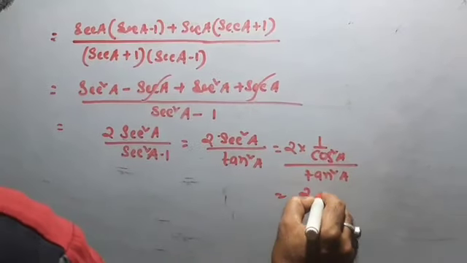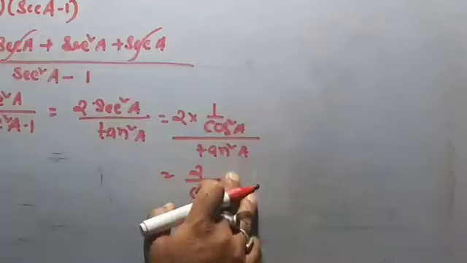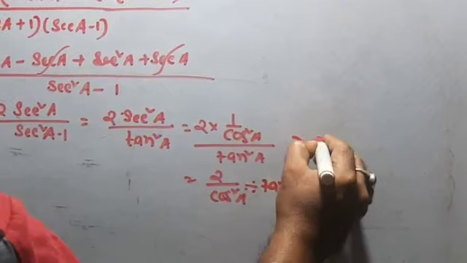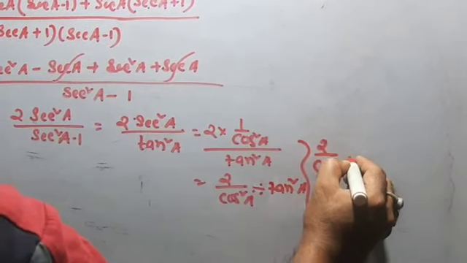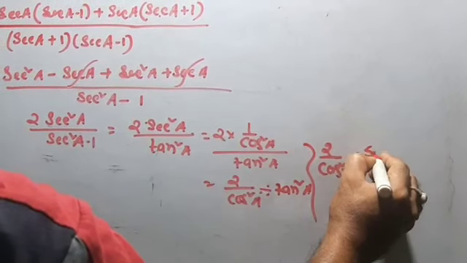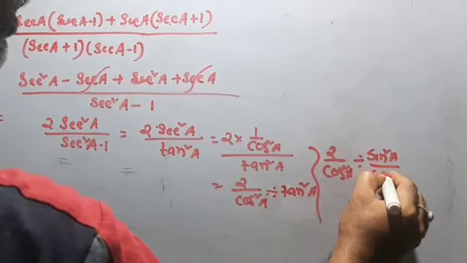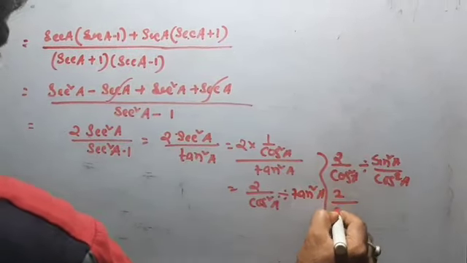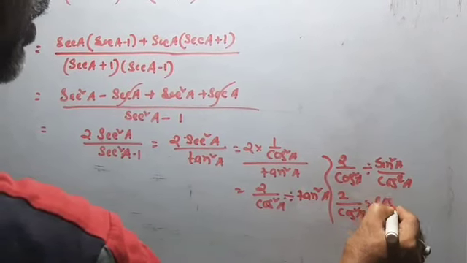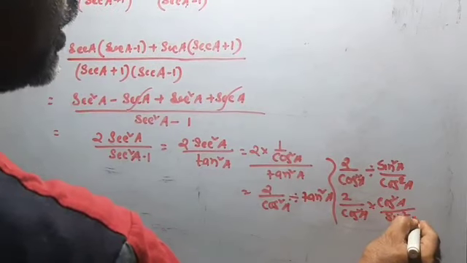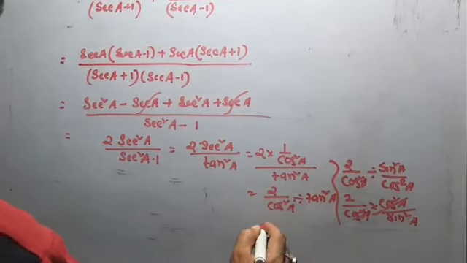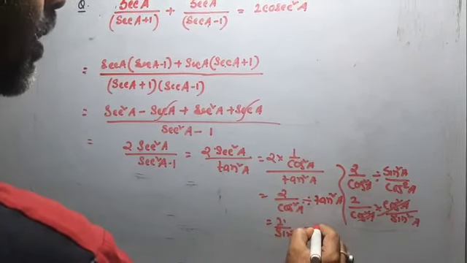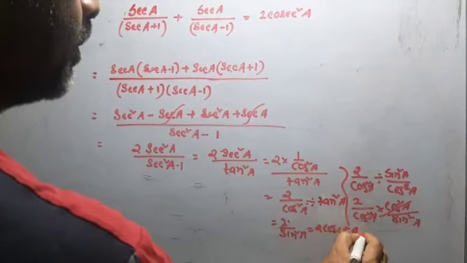So that is 2 by cos square a, and this is divide tan square a. So here I solve 2 by cos square a divide tan square a means sin square a by cos square a. So here you can say divide, so it is multiply. So 2 by cos square a into cos square a by sin square a, cos square cancel, so 2 by sin square a. So 2 by sin square a, 2 into 1 by sin square a, so that is 2 cosec square a. Proved.